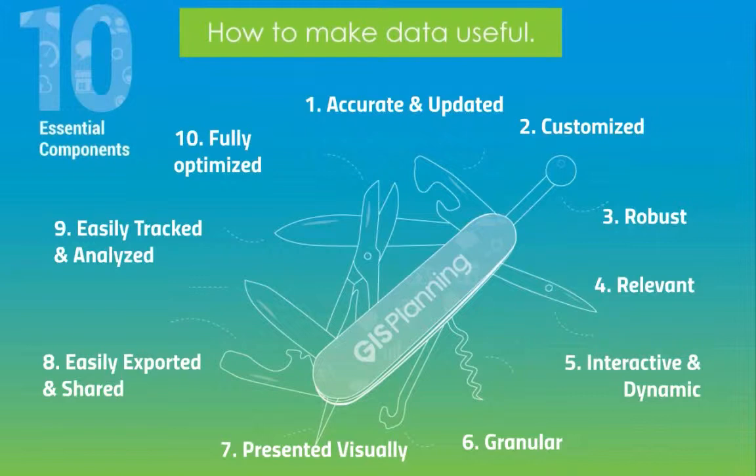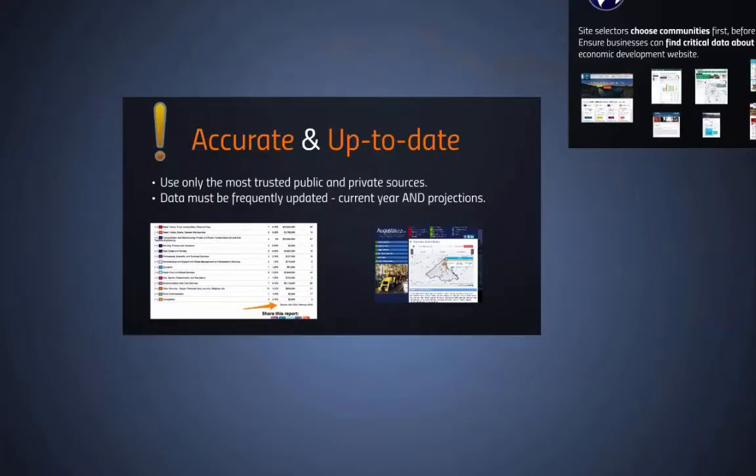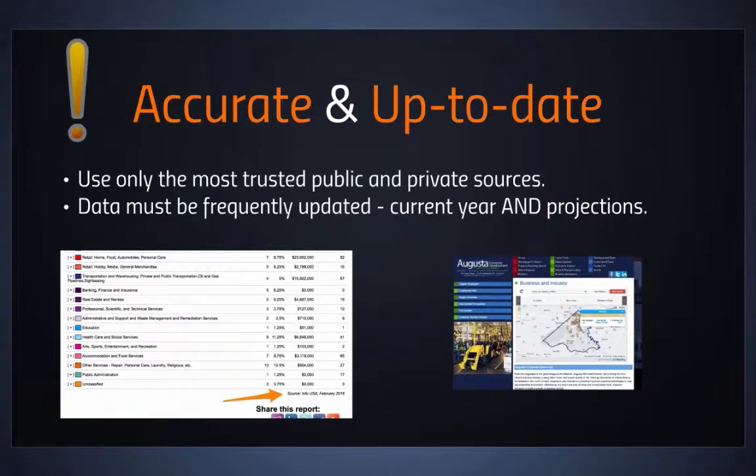And now I'd like to drill down and look at each one of these 10 a little bit more closely. So we're going to start here with the idea of accurate and up-to-date. This sounds pretty obvious, right? I mean, I guess you assume that any data you put out there should be meaningful, that it should be correct at the very least, and that it also should be really up-to-date. We want to take a look at the sources that you're using, and we know that data must be frequently updated, looking at both current year but also projections.